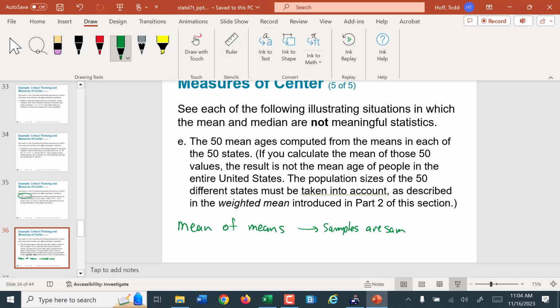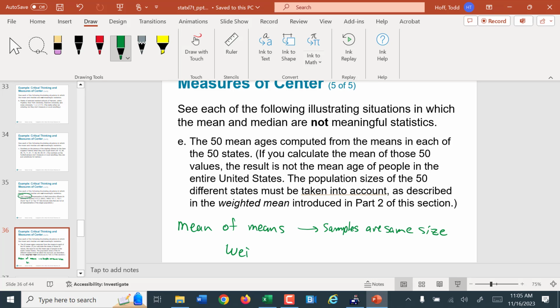So if each state had the exact same population, yeah, it would make sense to average together those. That would be the average age of the country. But since some states have way more people than others, New York State has a lot more people than the state of Wisconsin, it doesn't make sense. Because there are a lot more people, the 50 mean for New York should have a lot more weight than the 50 mean for Wisconsin.